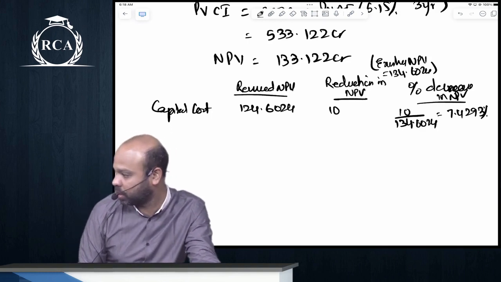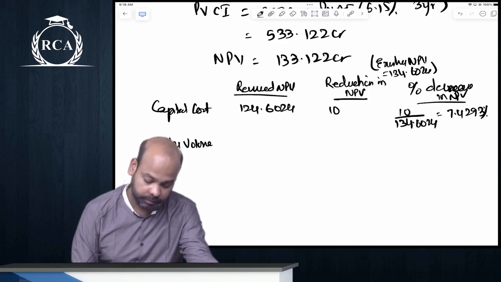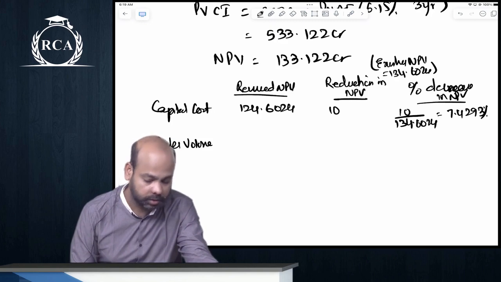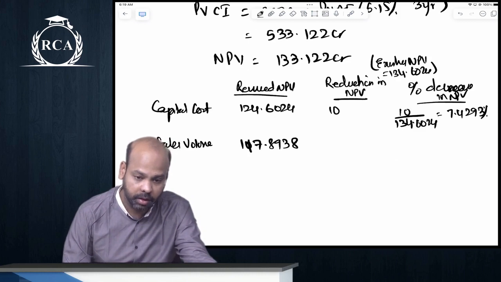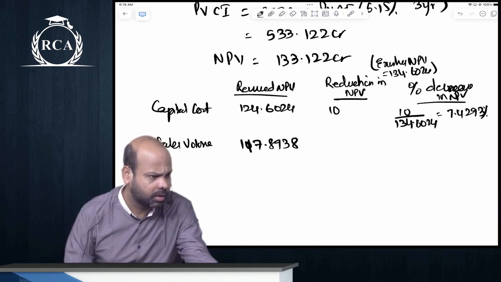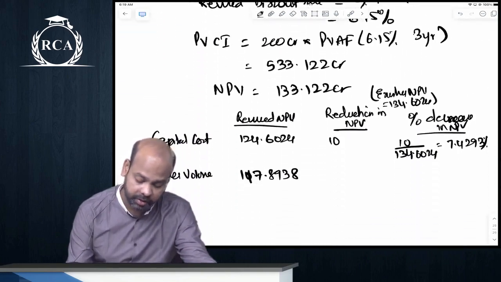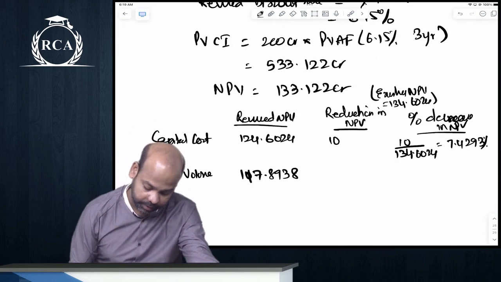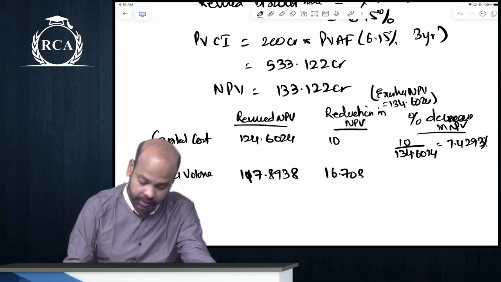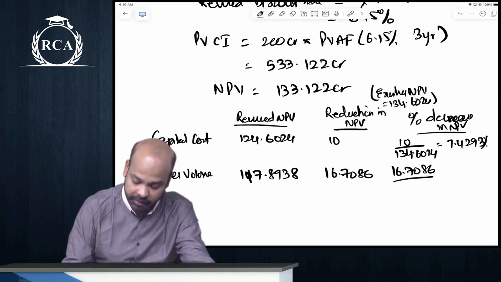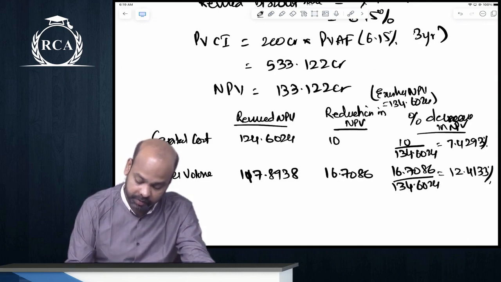What was the second variable? Sales volume. How much NPV is coming here? 117.8938. Okay. Next, what is the reduction in NPV? You have to divide 16.7086 by 134.6024. 12.4133%. What is the next variable?